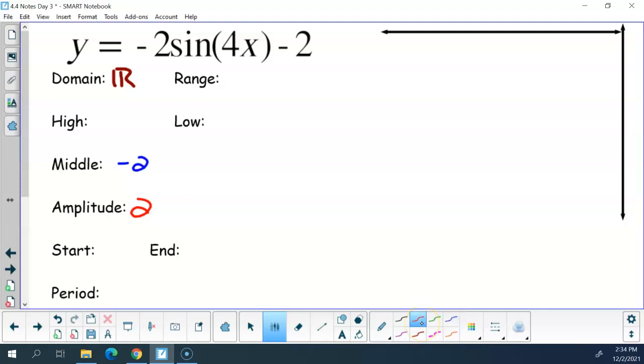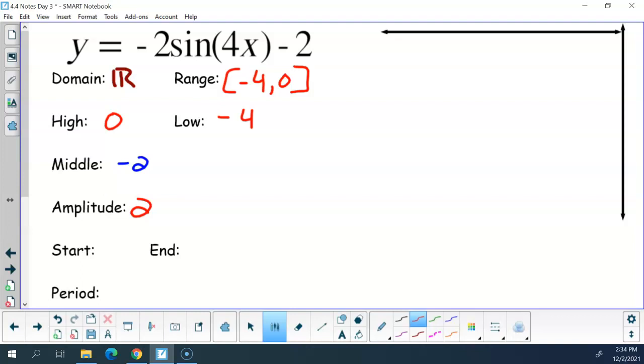If the middle is at -2 and my amplitude is 2, that means what? High is 0, low is -4. We agree with that? Yes. High is 0, low is -4, which means my range is from -4 to 0. Yes? Yes. Love it. Okay?